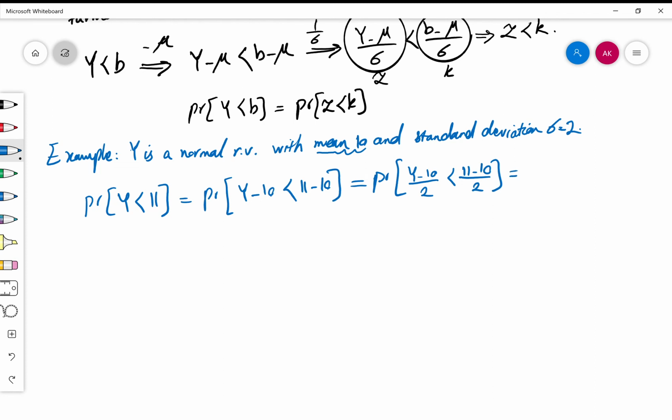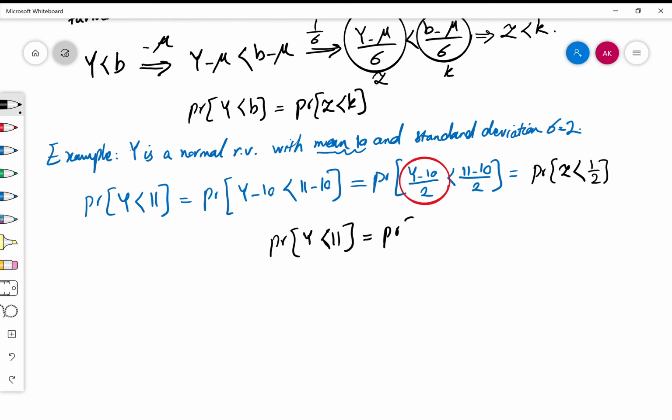And now we know that this here is Z. So I have the probability of Z less than, on the right hand side, as I explained before, these are numbers, (11 minus 10) divided by 2, which is 1 over 2. In other words, the probability of Y less than 11, for which we don't have any table, can be turned into the probability of Z less than 0.5, for which we have a table, and we can read that probability from the table, and that's the probability for Y less than 11.